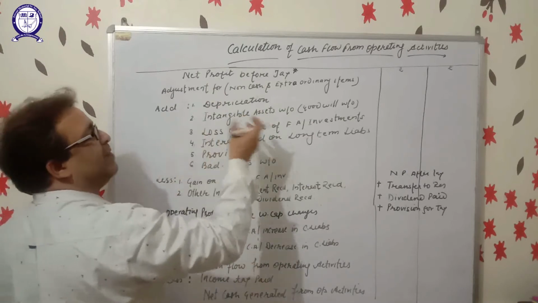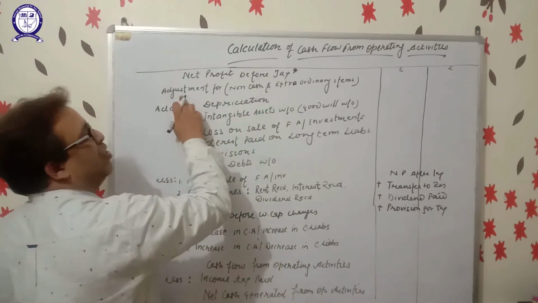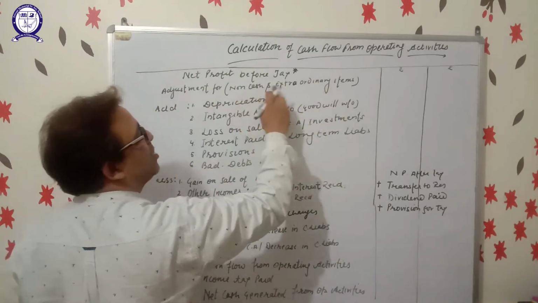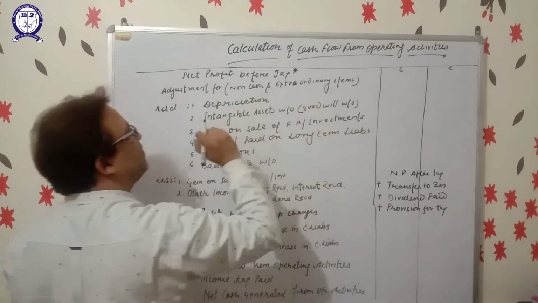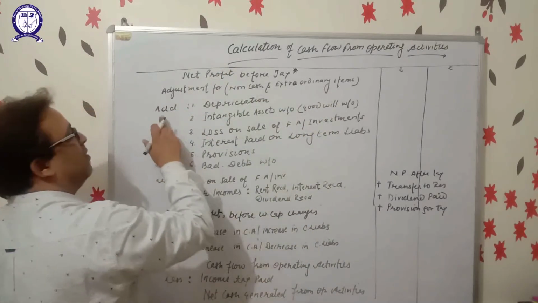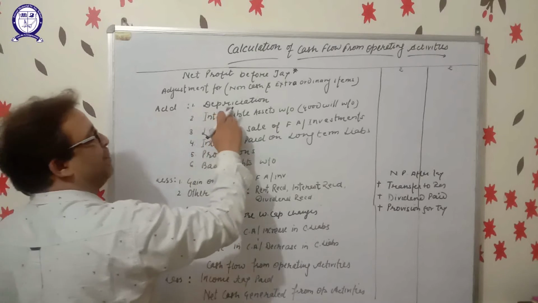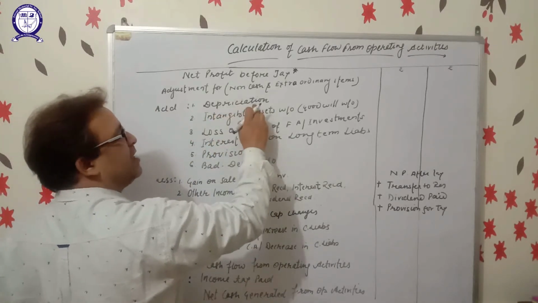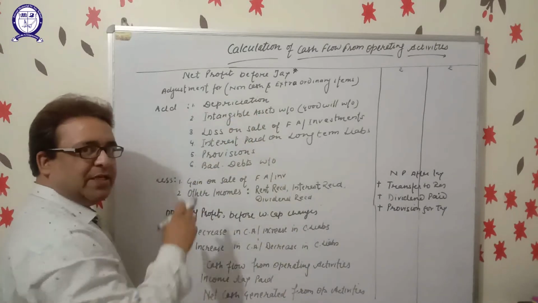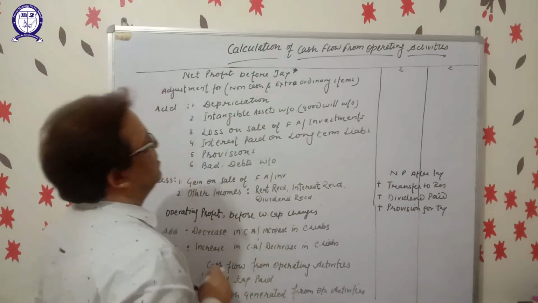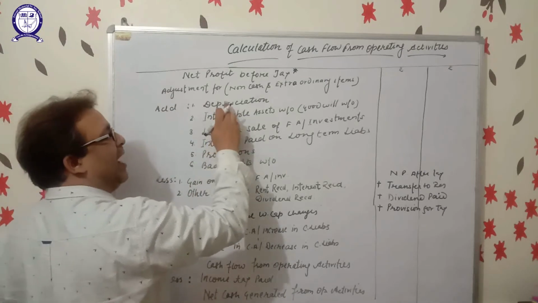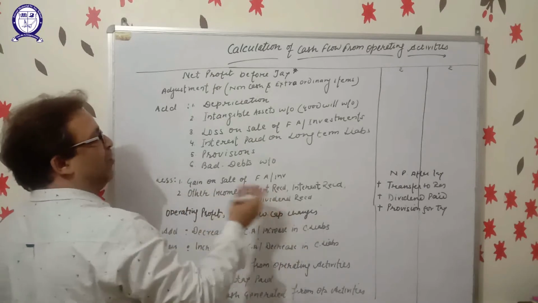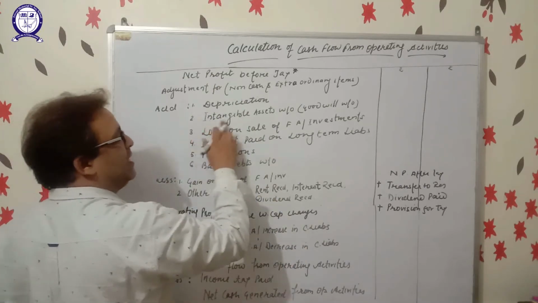So we have to make some adjustments. Non-cash and non-operating expenses we have to add back. So the first point is depreciation on fixed assets. It is a non-cash expense. That's why we are adding this to the net profit to find out operating profit. The second one is intangible assets written off.